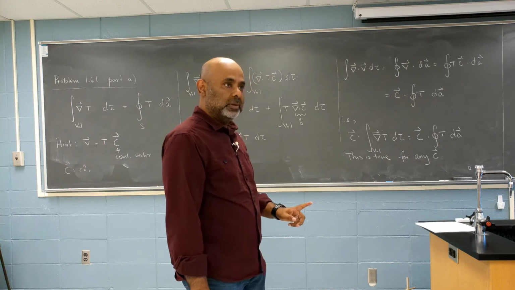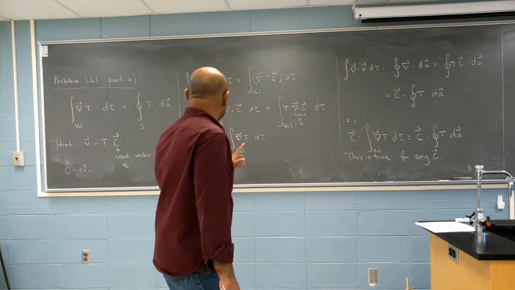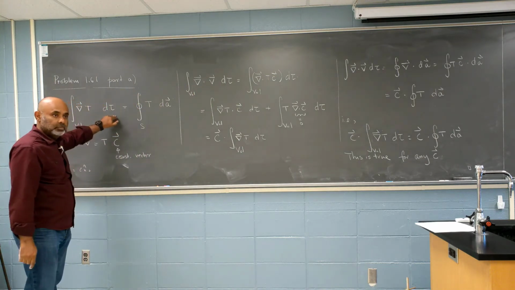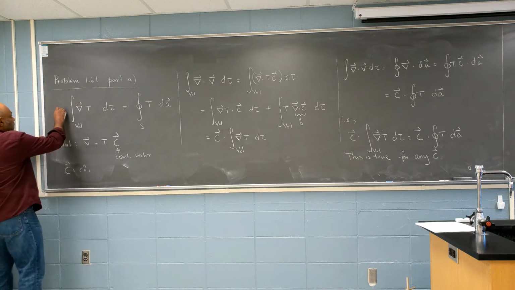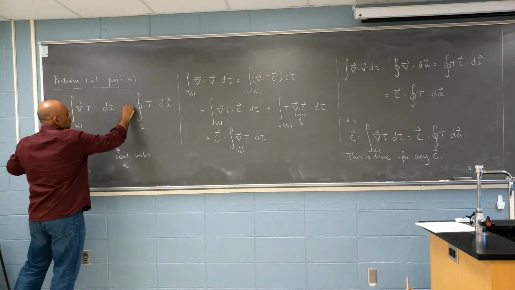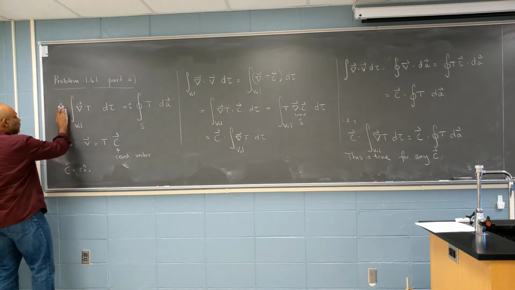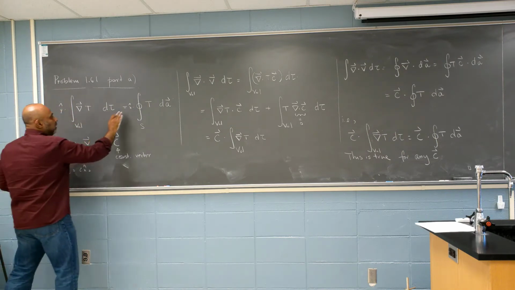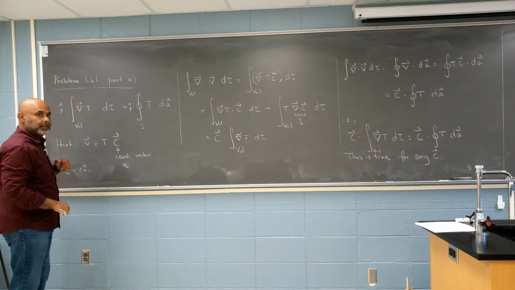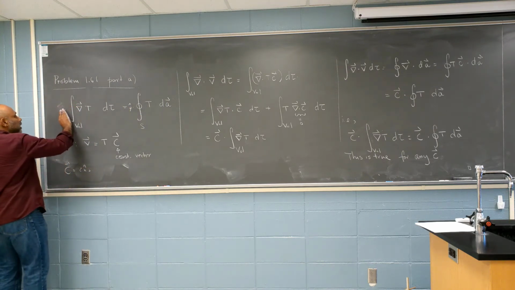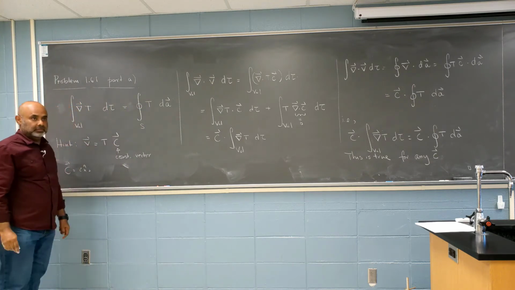So you understand the argument? This is true for any vector C, therefore it is true identically. Because I could do this as x hat, then the x hat components agree. Then I can do it for y hat, then the y components agree. Then I do it for z hat, and therefore it agrees as a vector.